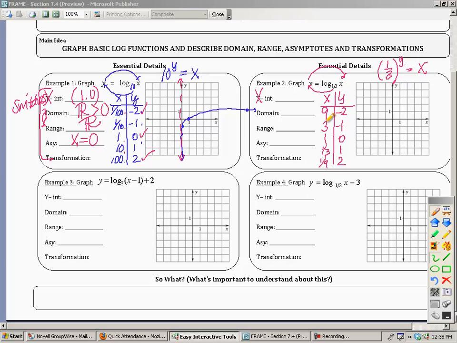Okay, so we need to plot our points. We have this point (9, -2), I can't seem to put on my graph. So (3, -1). So 1, 2, 3, -1 is a point. (1, 0) is a point. (1/3, 1) is a point. (1/9, 2) is a point. And what you end up finding is it curves like this.